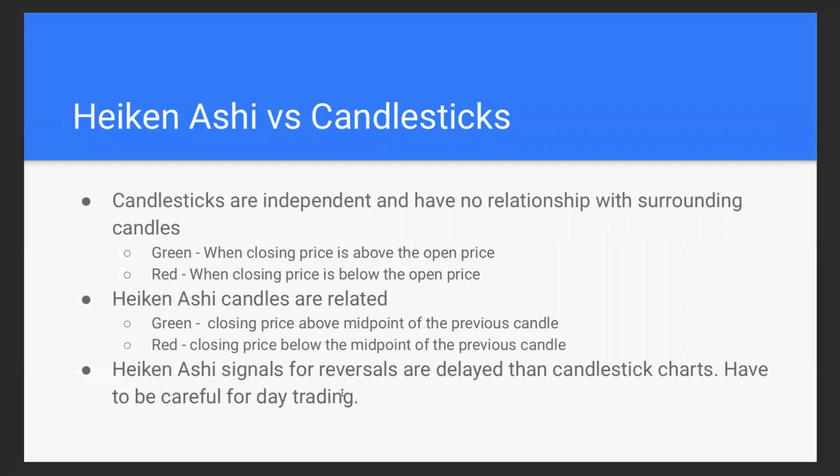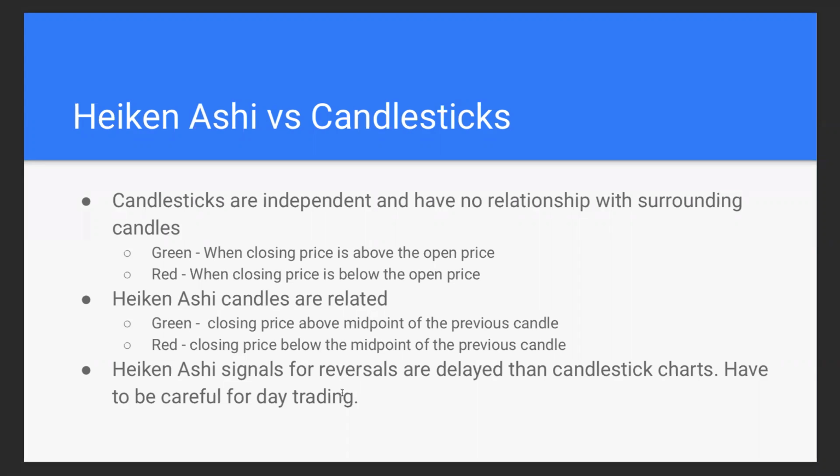See, Heiken Ashi is candlesticks, right? Candlesticks are independent. For most of you who have looked at candlesticks and have been trading for a while, we know that candlesticks are independent and have no relationship with the surrounding candles. When is a candlestick green? When the closing price is above the open price. Red, when the closing price is below the open price, right?